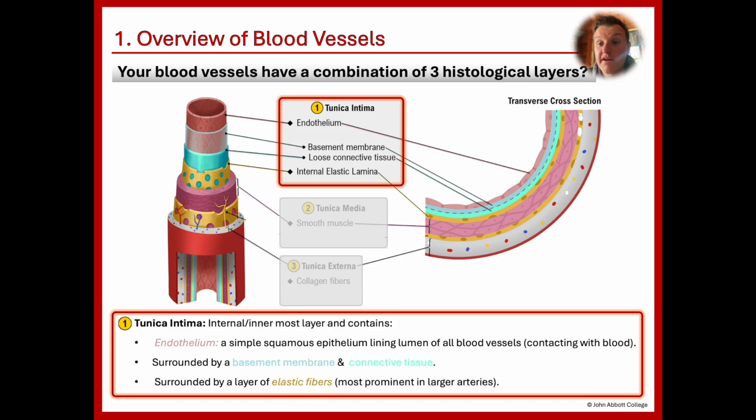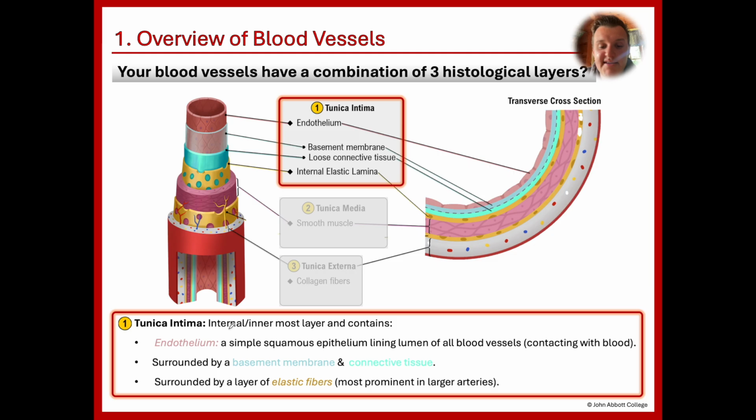So your blood vessels actually have a combination of three histological layers. Histology is the tissues, right? Three different layers. The first one, the inner layer, right? So here's your blood vessel. Inside is the blood. So here's where the blood would be, right? This inner layer is called the tunica intima. Intima sounds like internal, right? So it's the innermost layer of these blood vessels, right?